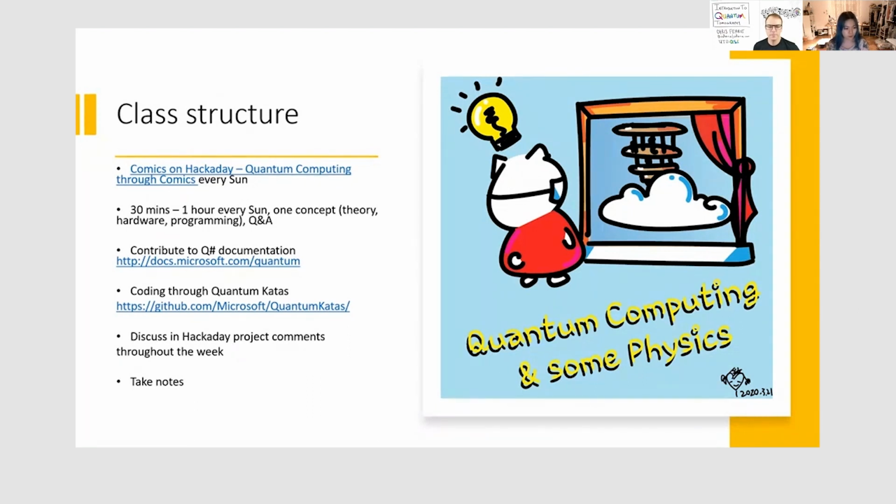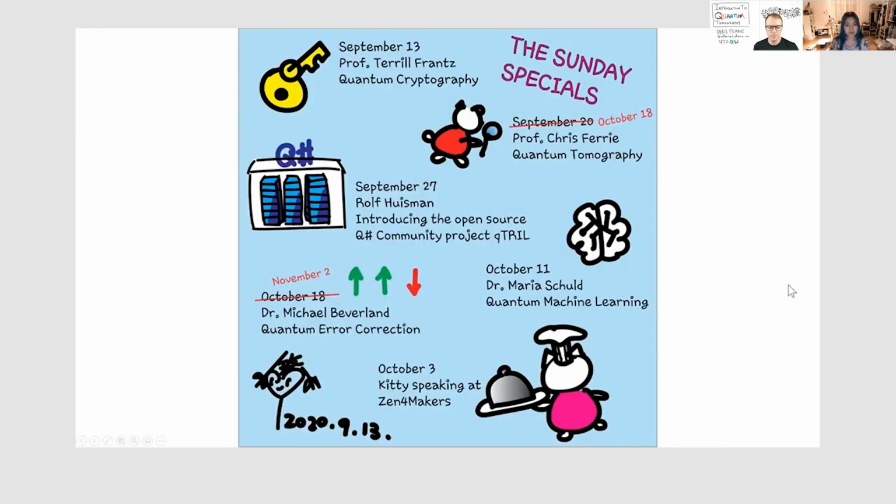As people who have been joining the class know, we spend from 30 minutes to an hour every Sunday on one topic. And we've been using the quantum computing documentation from Microsoft and the quantum katas for exercises. Since September, we started inviting some professionals, experts in specific fields to talk about their areas of studies. And today we have Professor Chris Ferrie joining us, teaching us about quantum tomography.